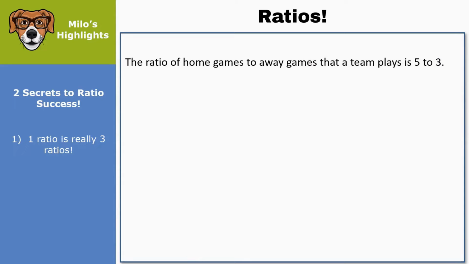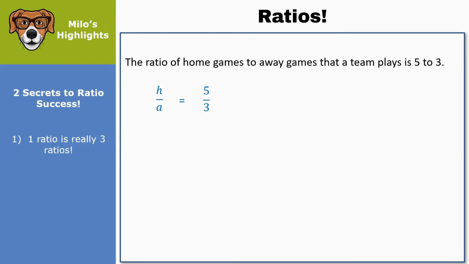All right, now if you're told that the ratio of home games to away games is 5-3, in math, that means this. That means h over a equals 5/3. Now remember, on the test, the word ratio is code for make a fraction. So whenever you see the word ratio or whenever you're in a ratio situation, I want you to be sure to always make a fraction.